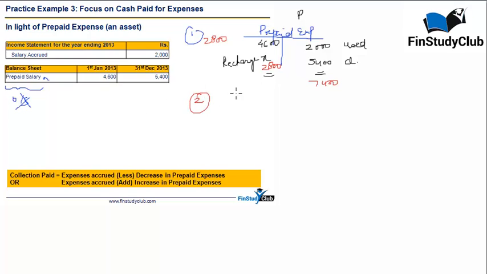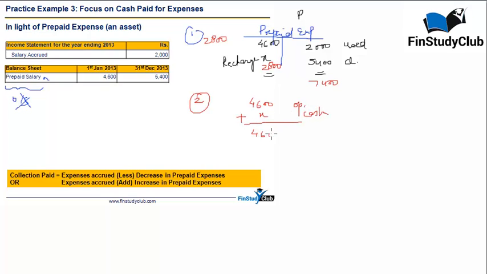Let's try and do that with a logical method, which is almost the way I have explained. Let us say I already have a balance of 4600 as advance given to the employees, and I have further given cash worth rupees X.